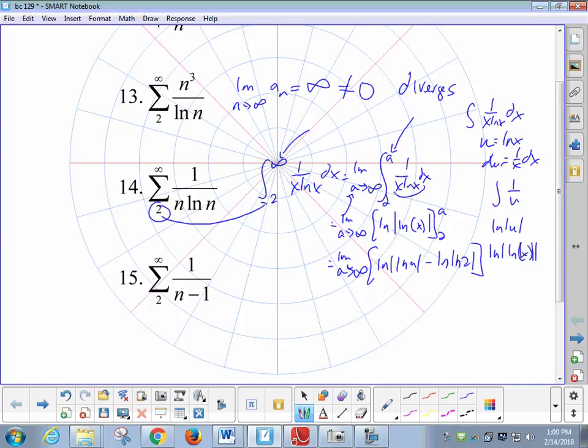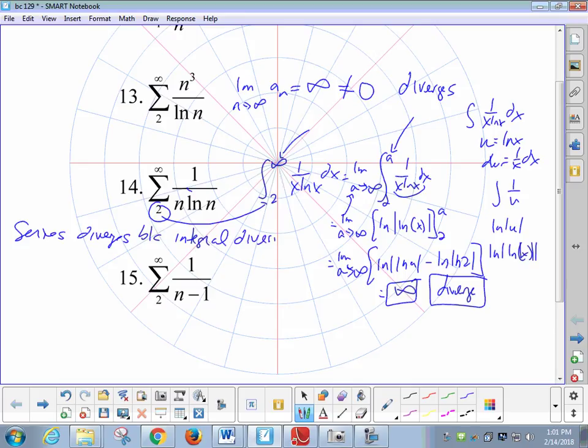And so, what does it go to? Infinity. Am I done? No. Hey, you just proved that the integral diverges. That wasn't the question. The question is, does the series diverge? So your conclusion is a sentence. The series diverges because the integral diverges. It is not say diverge and circle it. It's give a conclusion. Okay?